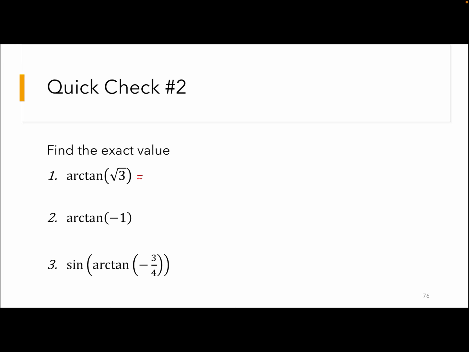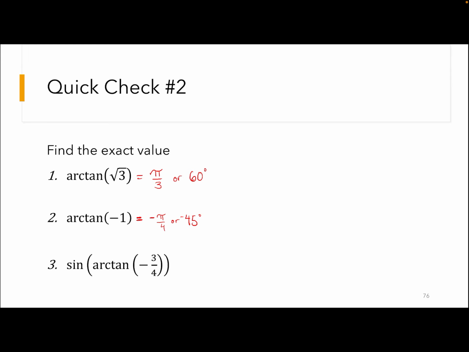Arc tangent of square root 3, you should get pi divided by 3, or in degrees, that's going to be 60 degrees. Arc tangent negative 1. So remember, arc tangent is defined from negative pi over 2 to positive pi over 2. So if the value is negative, it's going to be in quadrant 4, which means we need the negative of one of those quadrant 1 angles. So that's going to be negative pi over 4 or negative 45 degrees.